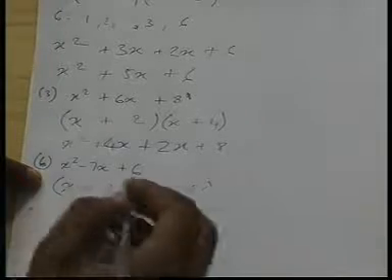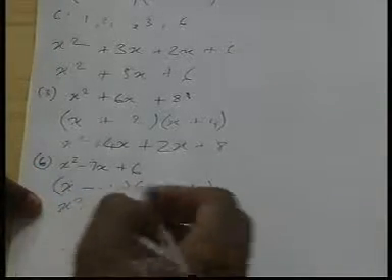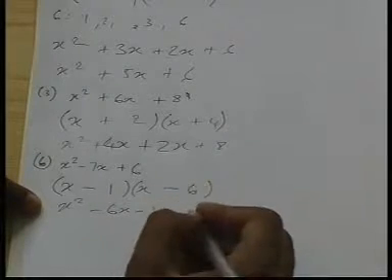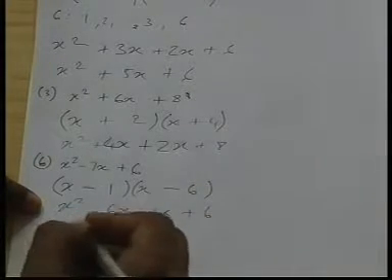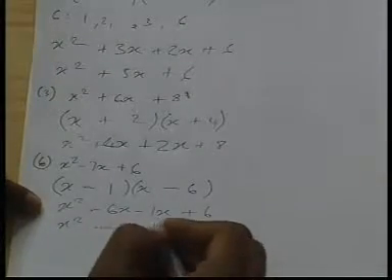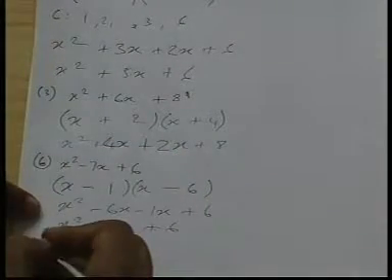Let's see if that worked. x times x is x squared. x times minus 6 is minus 6x. Minus 1 times x is minus 1x. Minus 1 times minus 6 is plus 6. So x squared, minus 6 minus 1 is minus 7x, plus 6. Has it worked? Yes, it has. Let's try question 9.